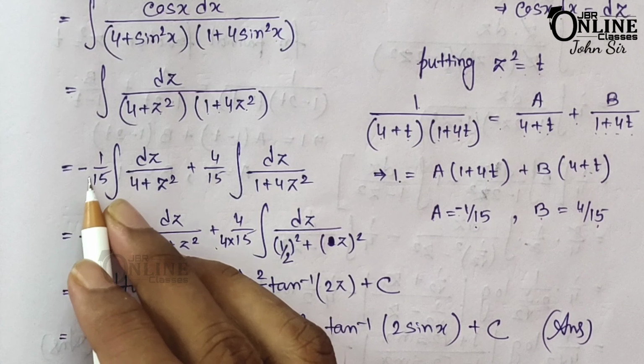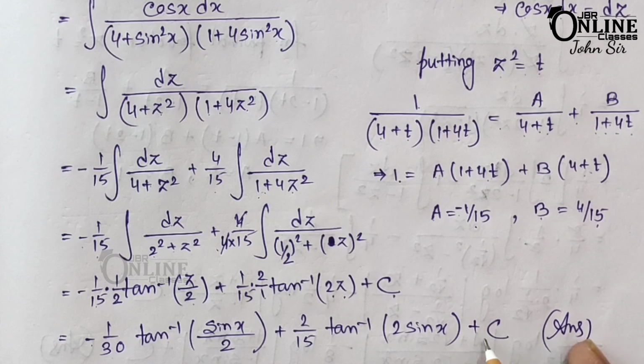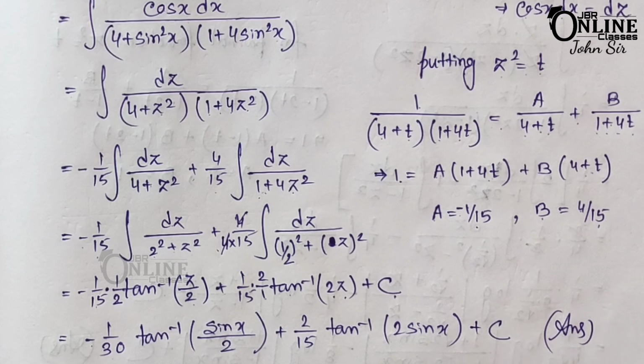So minus 1 by 15, 1 by 2 tan inverse z by 2, plus here 1 by 15 because 4 cancels out. So 2 by 1. Why 2 by 1? As here the value of a equals 1 by 2. So here 1 by a means 2 by 1. Tan inverse 2z. Why 2z? Because here you have to write down z by half. So z by half means 2z, plus c. So minus 1 by 30 tan inverse, put down the value of z, that is sin x by 2, plus 2 by 15 tan inverse 2 sin x plus c as your answer.